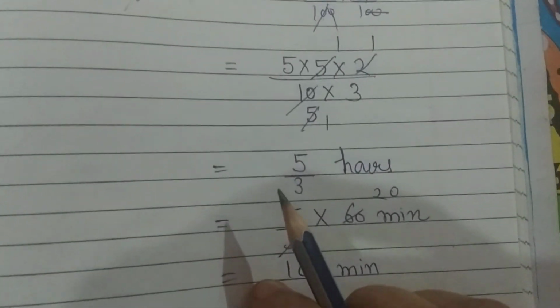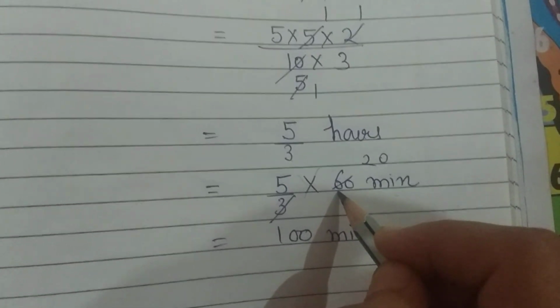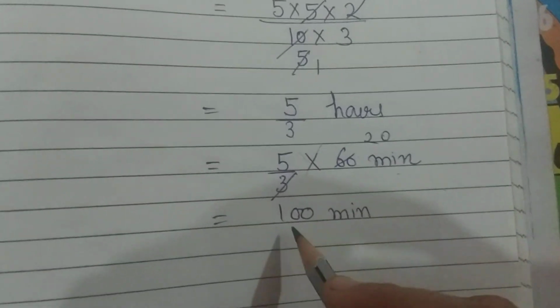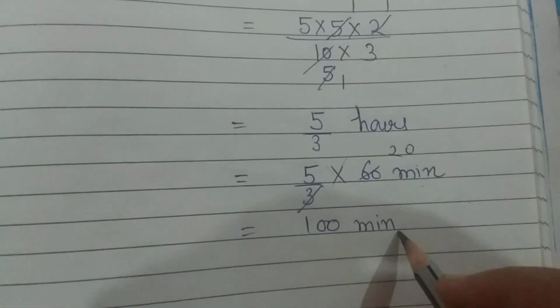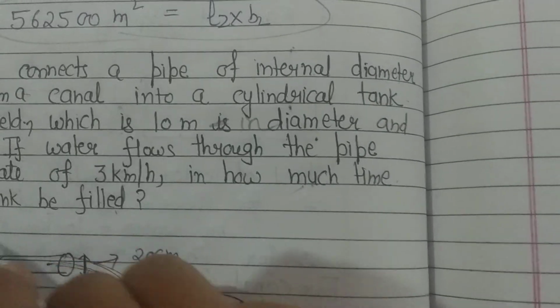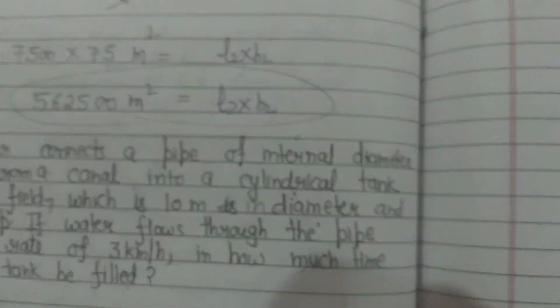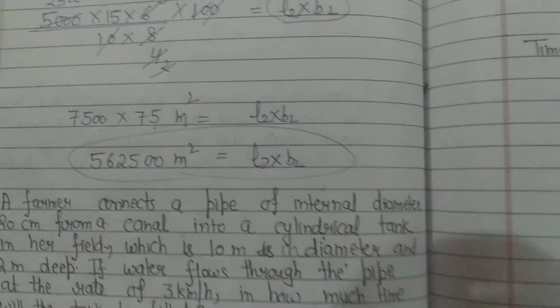And I am changing it into minutes. So I have multiplied it by 60. So after cutting, it is coming 100 minutes. So 100 minutes time will be taken to fill the tank. Now you can complete your exercise 13.3 in your fair notebook.